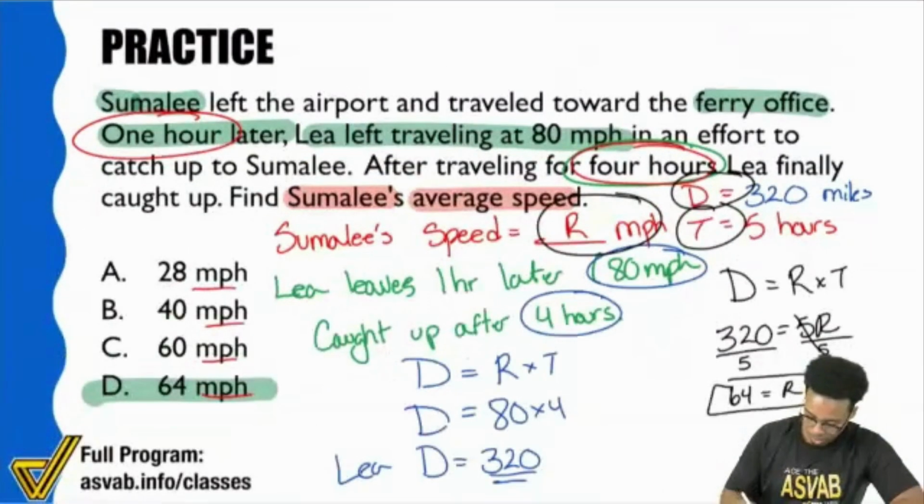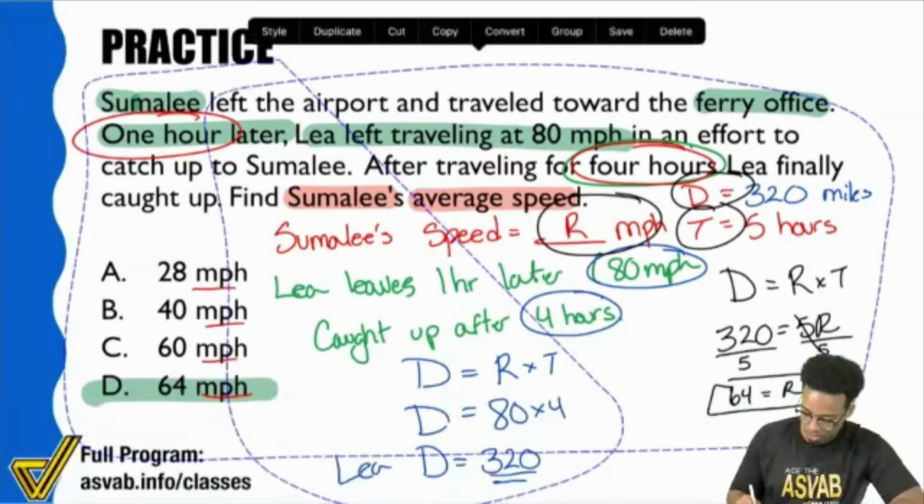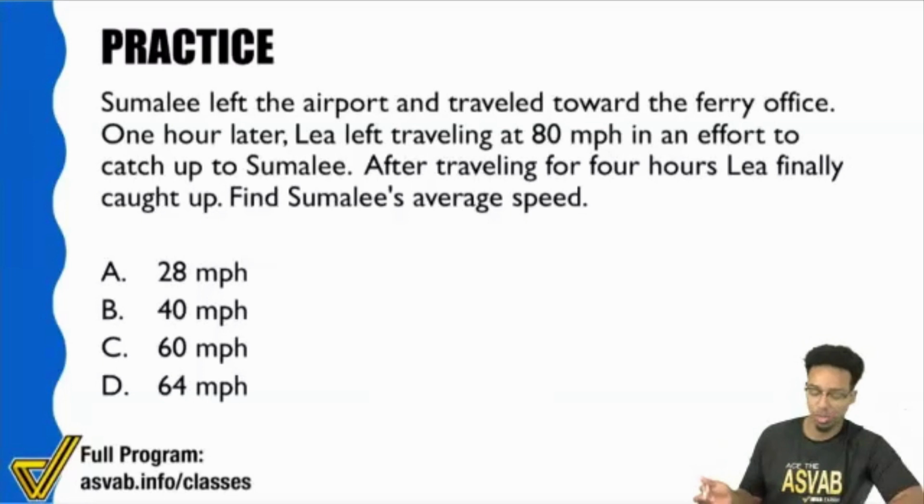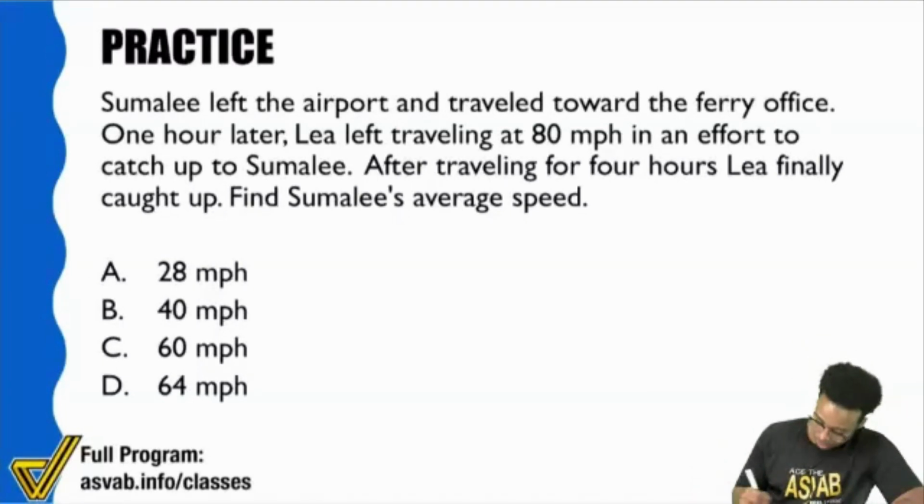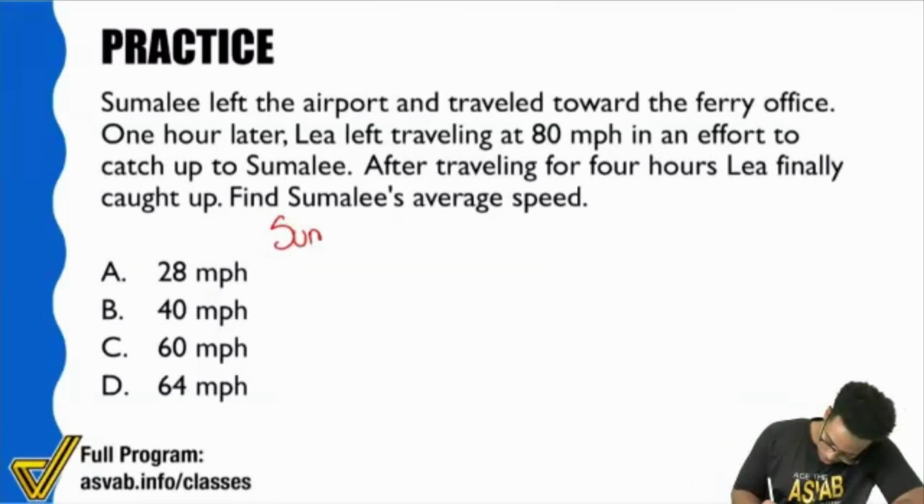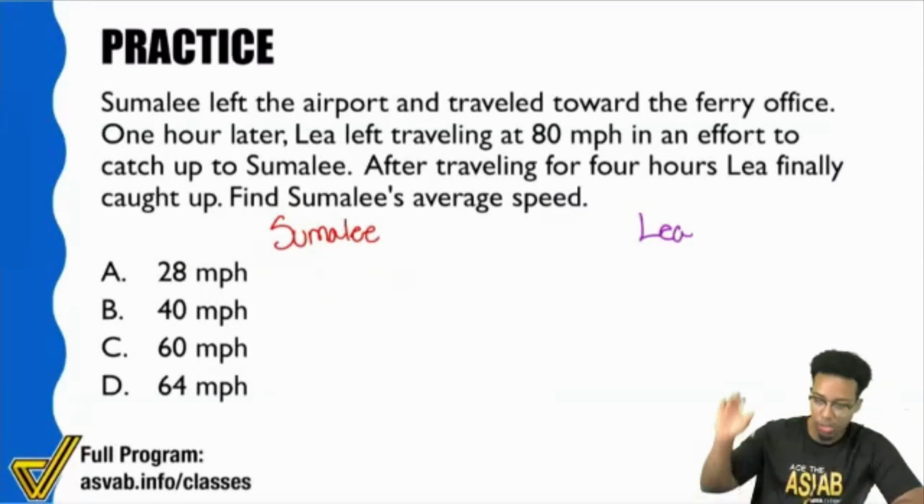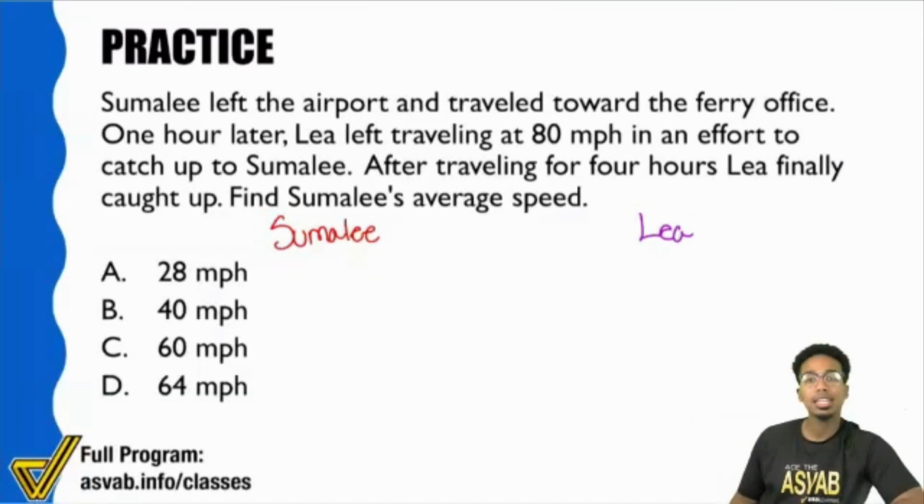Let's start right over here. I'm going to go slightly faster in terms of the explanation because there are some of these things that you guys already know. You've got Suma Lee and you have Leah. Everybody, yes or no? Can we agree that there are two people in this problem, Suma Lee and Leah? Great. Sounds good.